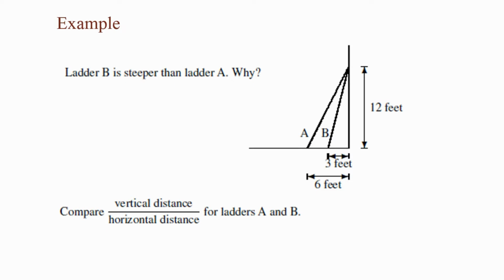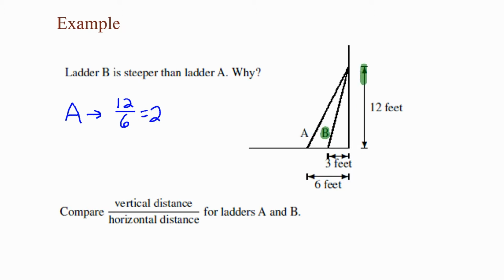In this example, we want to show why ladder B is steeper than ladder A. So we're going to compare the vertical distance to the horizontal distance. Starting with ladder A, we want to compare ladder A's vertical distance to its horizontal distance. So we're going to have 12 divided by 6, which is 2.